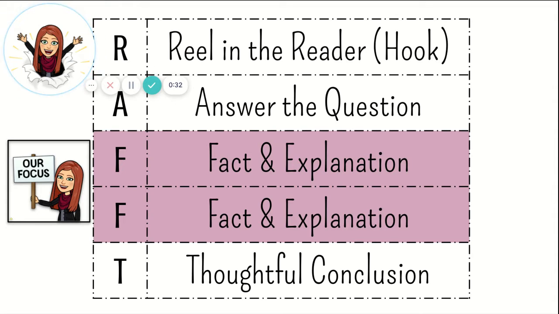Here is our RAFFT resource, all of the parts of our paragraph. Last week, we focused on the first two parts, R, reel in the reader, and A, answer the question. This week, we are going to focus on the next two parts of our paragraph, F, fact and explanation. Notice that we do this twice. There are two F sections in our paragraph. So let's break this down and look at what this part means.